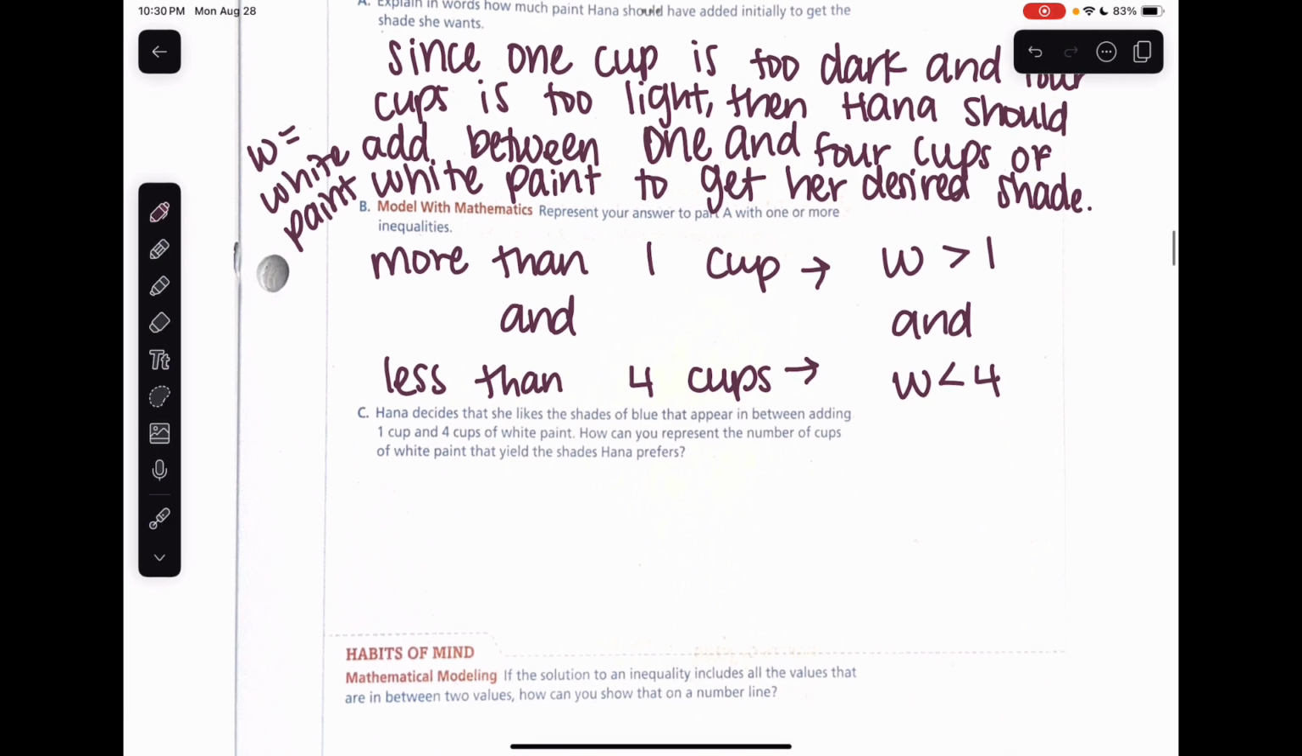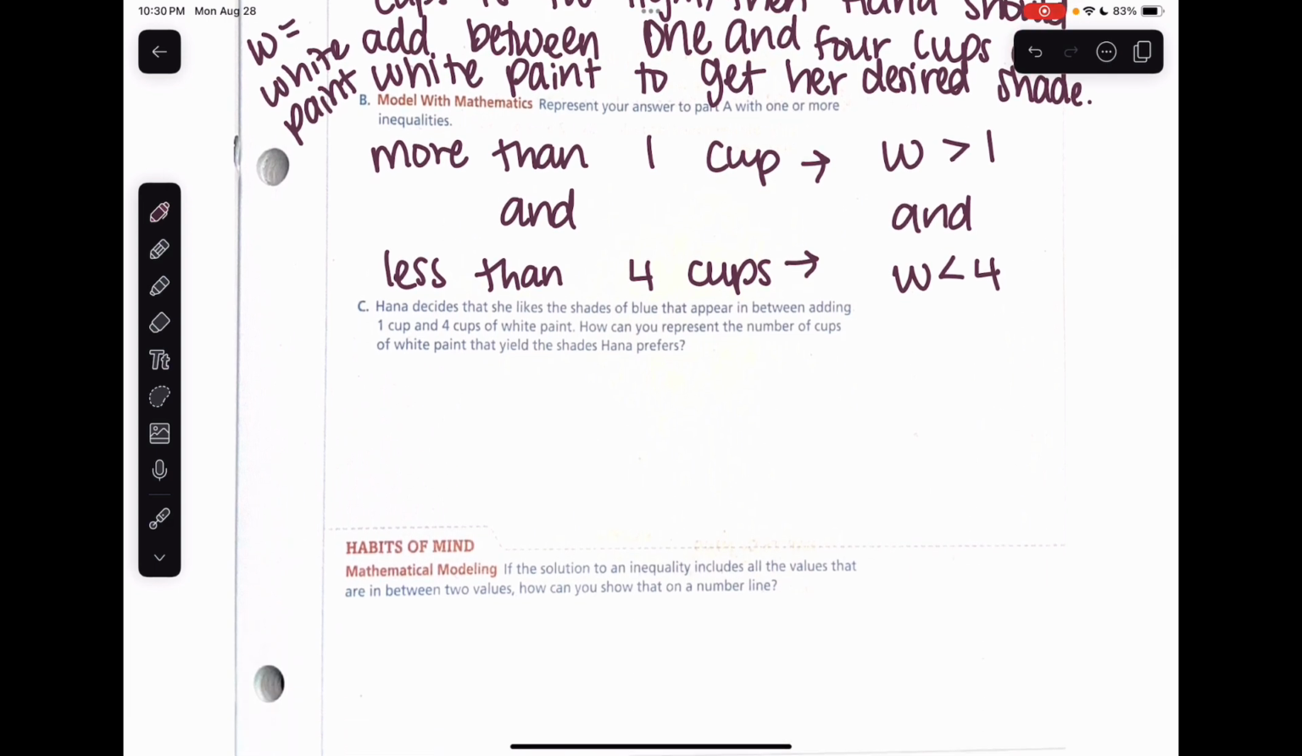Part C, Hannah decides that she likes the shades of blue that appear in between adding 1 and 4 cups of white paint. How can you represent the number of cups of white paint that yield the shades Hannah prefers? So all they want us to do is combine these 2 inequalities that we wrote in part B. All right, so we need to combine them to show that both of them are true for Hannah. That's what we're going to do to get her perfect shade, or at least a bunch of perfect shades, right?